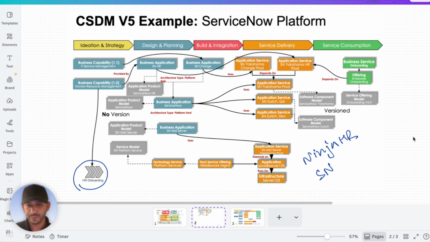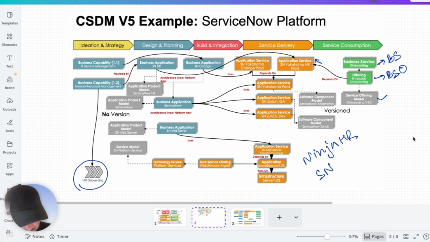All right, this is your offering, so it goes into business service offering. And what is your business service? Your service is onboarding. So this is your business service, and your offering is enterprise onboarding. That goes into the service offering model. Next, what does this offering depend upon? This offering depends upon your instance, and that goes into application service.